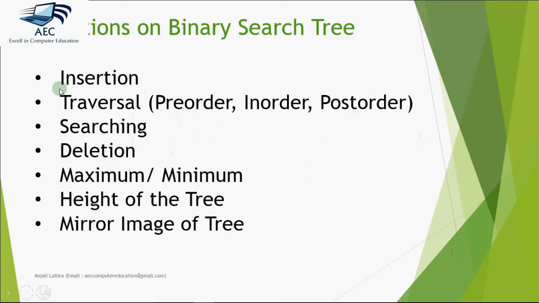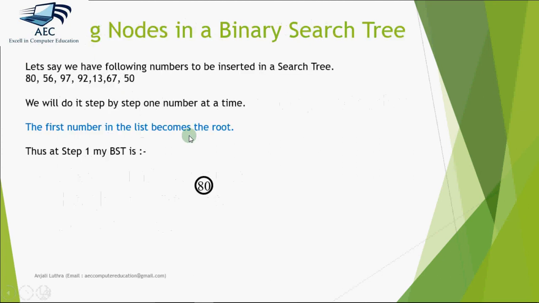So we will be covering these operations: how do we insert a value in the binary search tree, how do we traverse it, traverse meaning how do you process each element exactly once, how do we search for a value, how do we delete an element from a binary search tree, how to find the maximum and minimum number in the tree, how to find the height of the tree, and how to get the mirror image of the tree. In this lecture, I'll be covering insertion. So let's see how insertion is performed in a binary search tree.